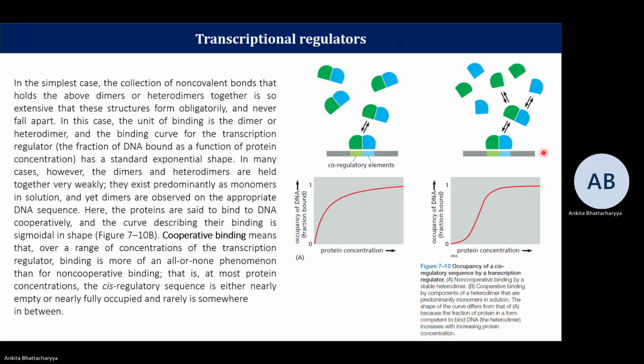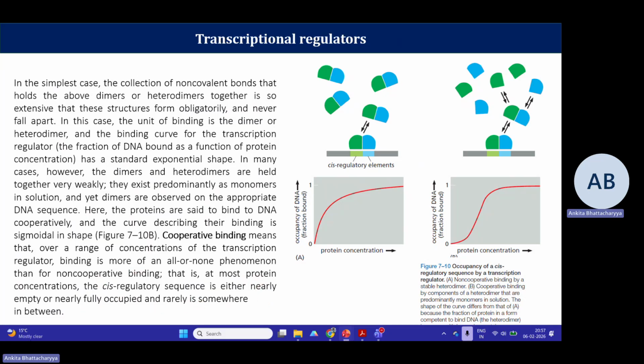However, when there is cooperative binding, then over a range of concentrations of the transcriptional regulator, binding is more often an all or none phenomenon than for non-cooperative binding. What does it mean? It means that at most protein concentrations, the cis regulatory sequence is either nearly empty or nearly fully occupied, and it is rarely somewhere in between.